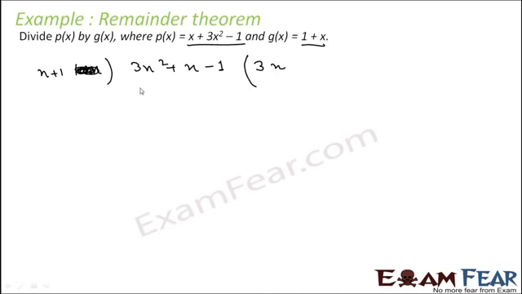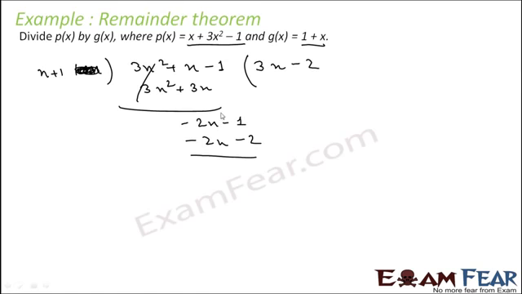Okay, so let's multiply with 3x. So it becomes 3x square plus 3x. This gets cancelled. X minus 3x is minus 2x and minus 1 we have from here. So you can multiply with minus 2. Minus 2 into x is minus 2x. Minus 2 into plus 1 is minus 2. This gets cancelled. Sorry, minus 1 minus minus 2 is minus 1 plus 2, that is plus 1.